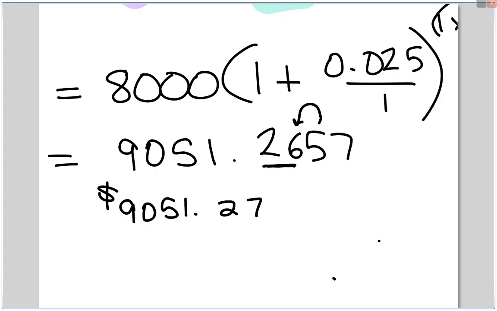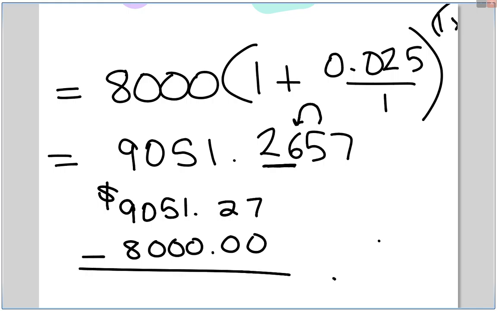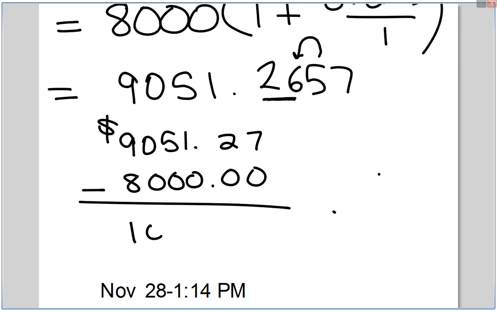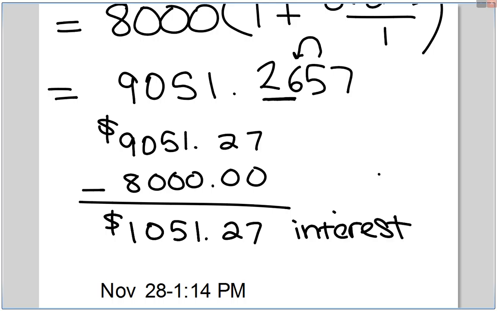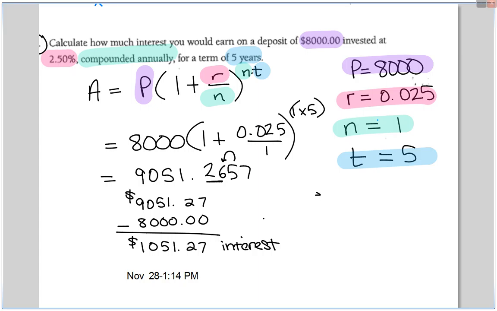But if you look at the very first thing the question says, what does it say? How much interest was earned, not the final amount. So you need to subtract off what you started with. And you end up with, yes, 1051.27. This is the interest earned. Okay, there's the whole entire question. So that's it for what I'm going to teach today, and then I'll give you a couple practice questions and we'll revisit this tomorrow.